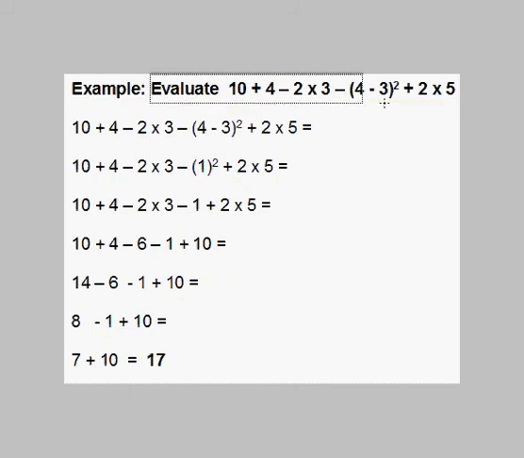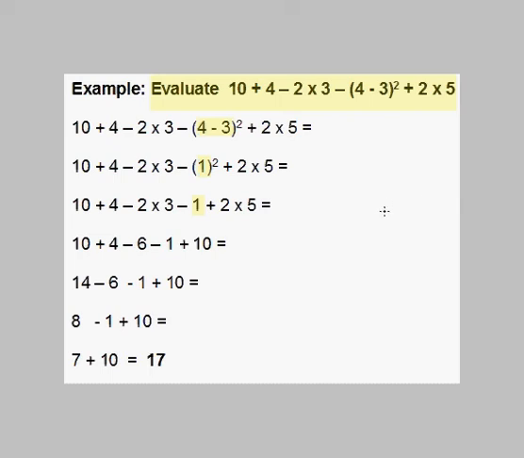In this example, we're going to evaluate 10 plus 4 minus 2 times 3 minus (4 minus 3) squared plus 2 times 5. The order of operations says to do those operations inside the parentheses first. So that's where we'll start. The 4 minus 3 gives us 1. Now, after we replace 4 minus 3 with 1, we have addition, subtraction, multiplication, and also an exponent operation. The order of operations says to do that exponent next. 1 squared is 1 times 1, which is just 1.